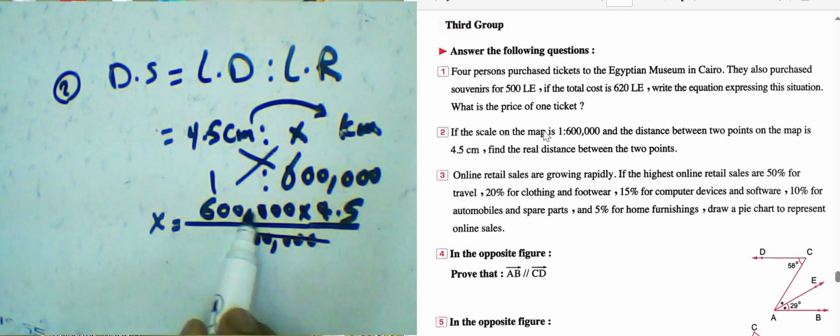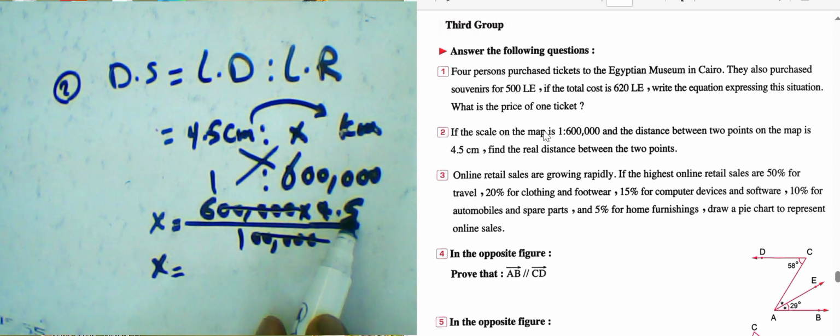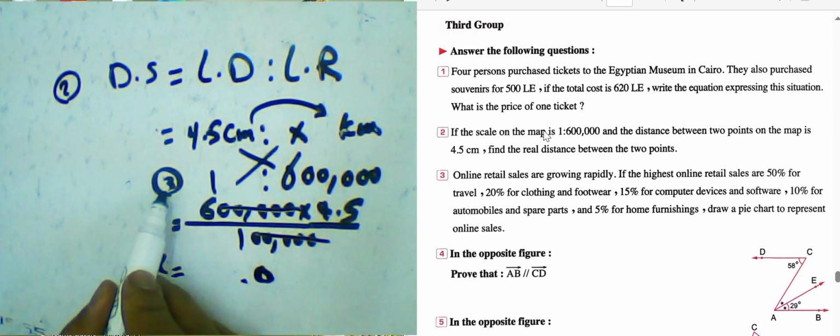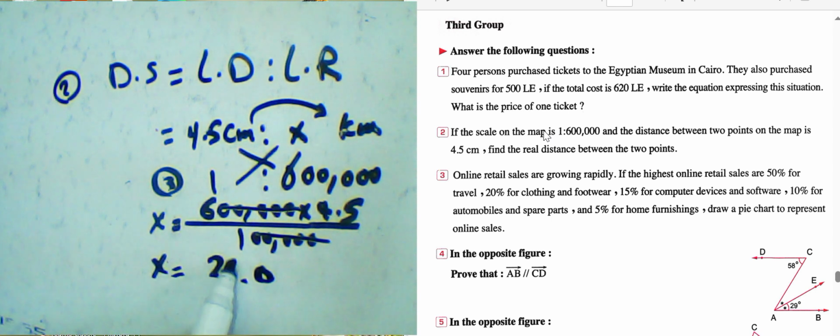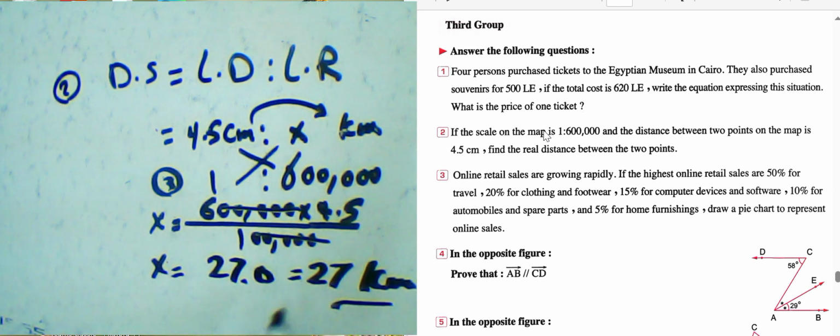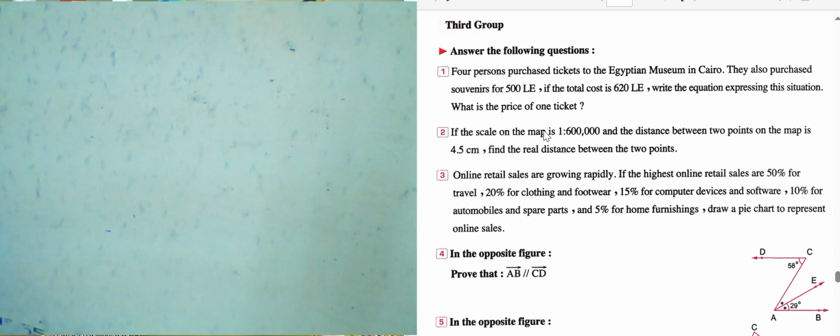We cancel the zeros. Then x will be 5 times 6, it will be 30, 0 and carry 3. 4 times 6, 24, plus 3 equals 27. Then the result will be 27 kilometers. It's the distance between 2 points. Okay, he wants to find the real distance between 2 points in reality. It will be 27 kilometers. Question number 3.